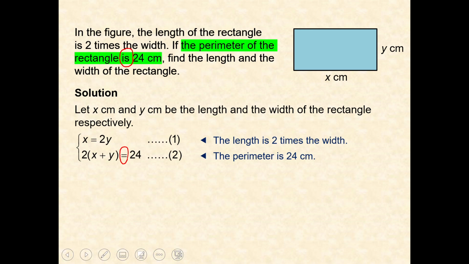And if you still remember, we have learned about the perimeter in Form 1. The perimeter means the sum of all the 4 sides in the rectangle. In this case, we have x here, we have y here. So if we duplicate it, we can have the perimeter, because this will be also x and this will be also y. So we have x plus y in the brackets, and later on we times 2. So that's all about setting up the two equations.